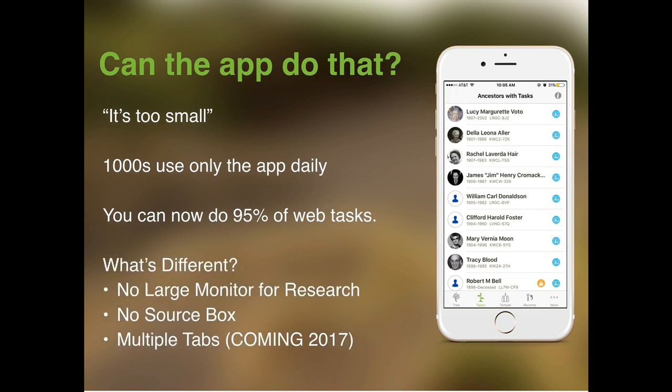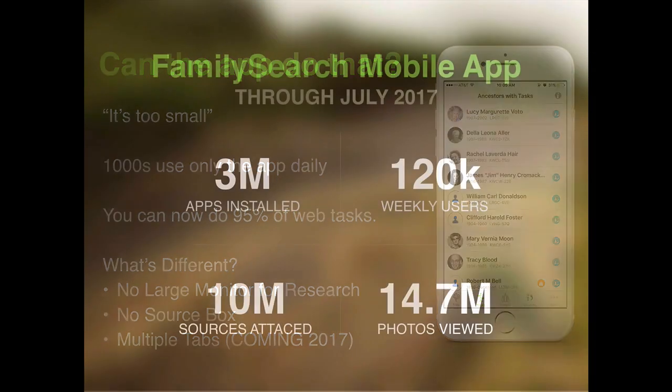Some things that are different: obviously, we don't have a large monitor for really deep research. There's no source box, which there is on familysearch.org, and we don't have the ability to do multiple tabs yet. On a web browser, for instance, you can launch multiple tabs and do your work that way. That will be coming later this year in the mobile app.